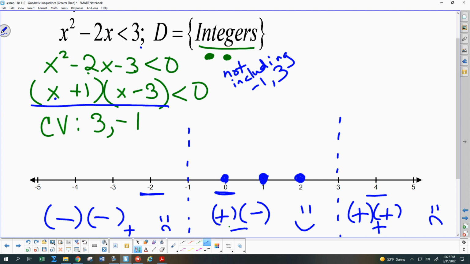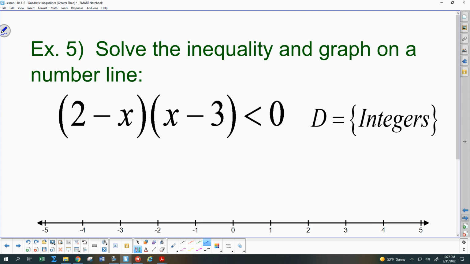Okay, I have one last example, and there's a little bit of a different twist. So everybody sit up, focus on this, make sure you get this. This one's already factored. Parentheses times parentheses. Already have a 0 on one side, but the difference is my parentheses don't both start with x. And once in a while, you'll get something like this.